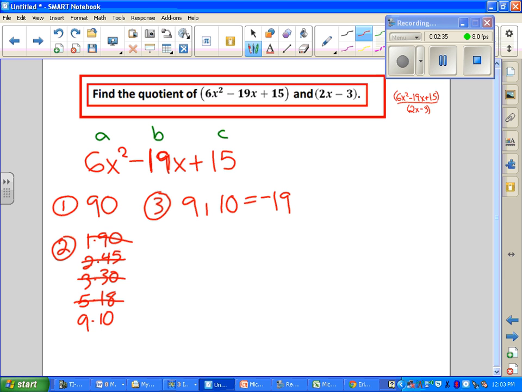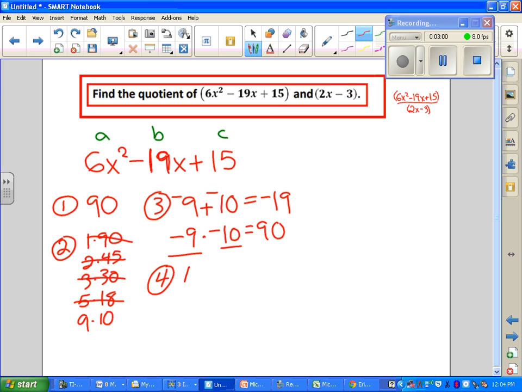By now, I'm hoping you remember that if you're adding two numbers and you want the answer to be negative, and you multiply them and it has to be positive, both numbers have to be negative. So negative 9 plus negative 10 equals negative 19, and negative 9 times negative 10 is positive 90. That meets both criteria: we want to add up to negative 19 and multiply to 90.